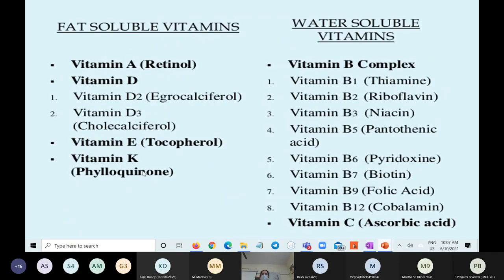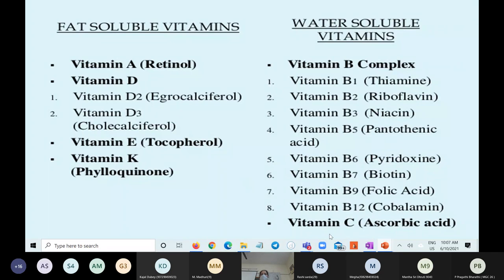So these are the fat soluble: A, D, E, K. And B and vitamin C are of the water soluble category. That is why nowadays when we are saying vitamin C and B, because B and C can dissolve in the water and can leave the body with the urine. So the consumption of B complex and C is required daily.